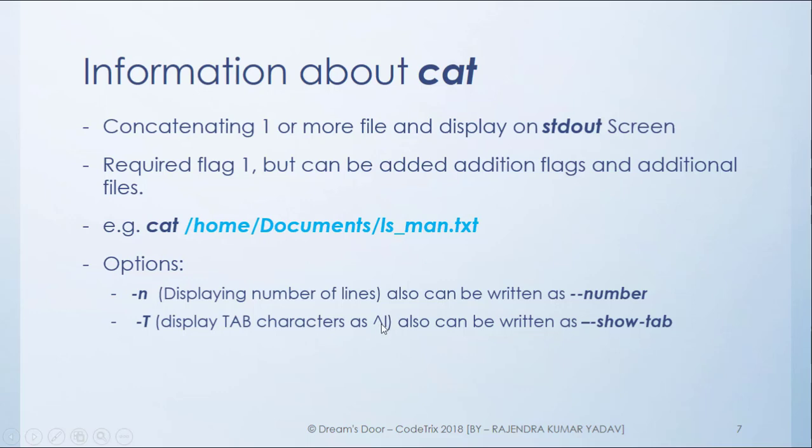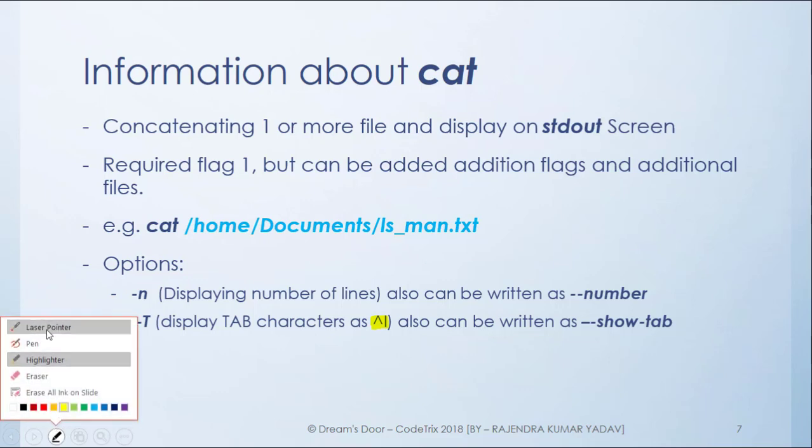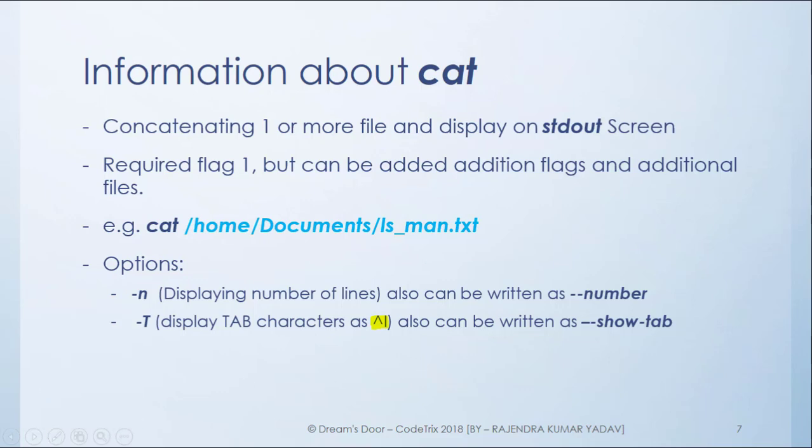On the terminal, you cannot understand the tab space in a proper way, so all the tab spaces will be displayed in this format. As I point with the mouse, I just want to highlight it. It will be easy to find out how many tabs occur in your content or text.